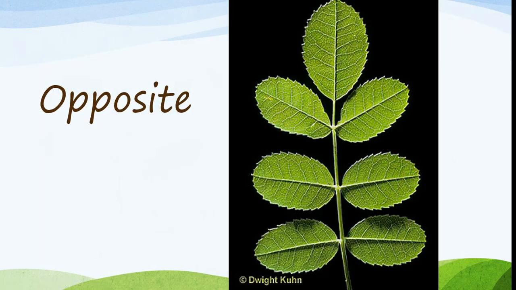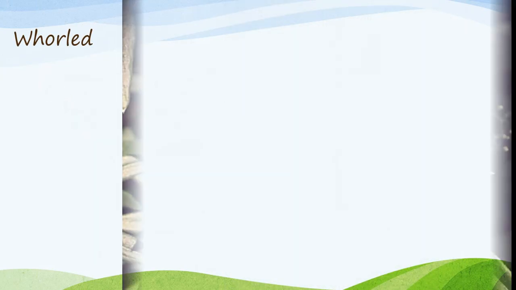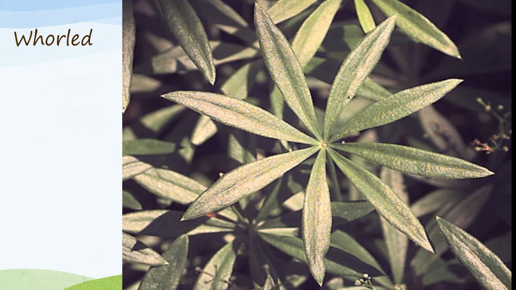All right, so here's opposite, right? They're right opposite each other. And here's alternate mosaic, right? Not opposite. And then whorled looks like that. In fact, I think that might be the one I was mentioning earlier. Yeah, it might. I don't know for sure. I don't know that we see them that much.